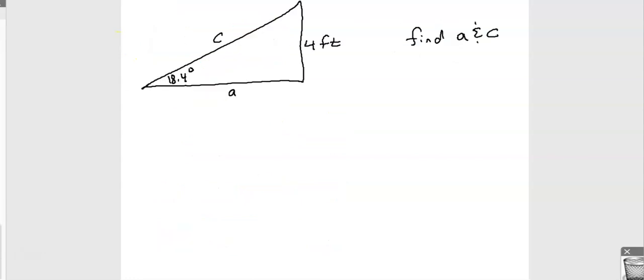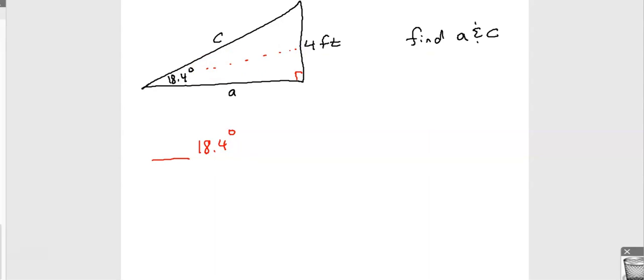And then finally, this says find A and C. So here you have a triangle. It's a right triangle, and notice I have 18.4 degrees on this. I'm going to find A and C. Well, notice what we do know. Here's the angle, so we're going to do some trig function of 18.4 degrees. We do know the opposite side, and we need to find A and C.